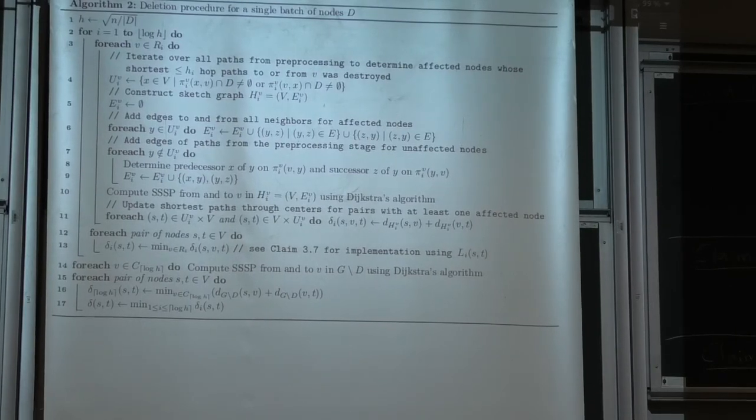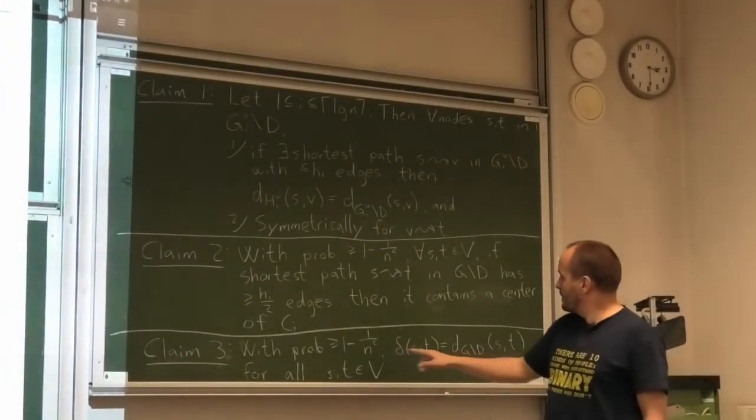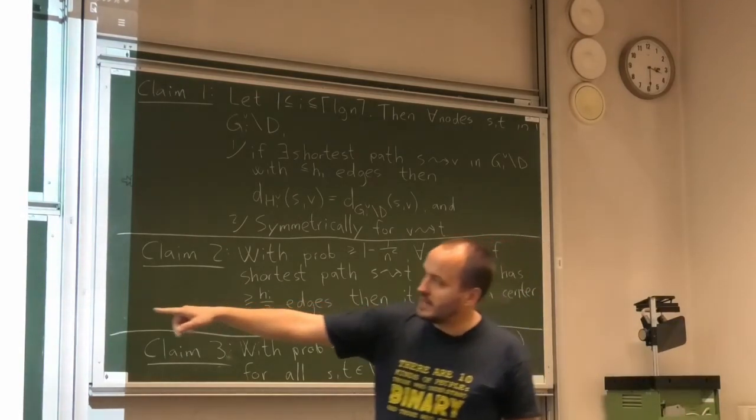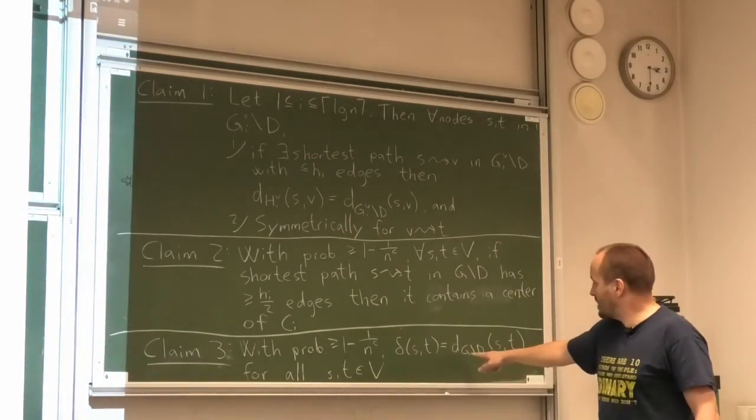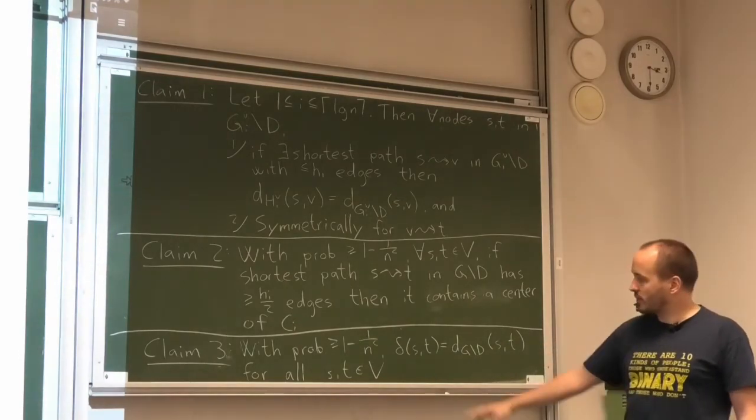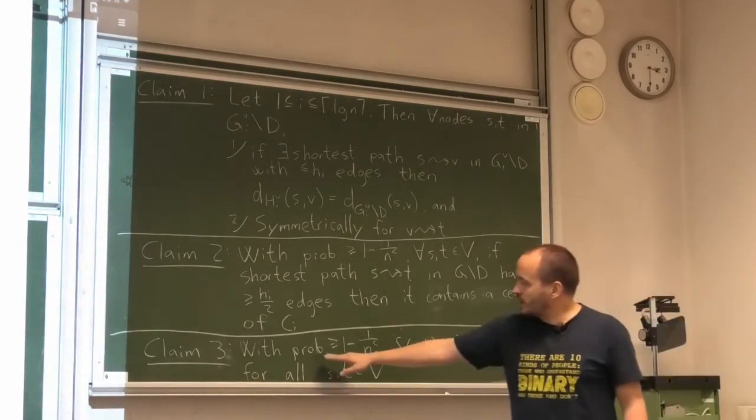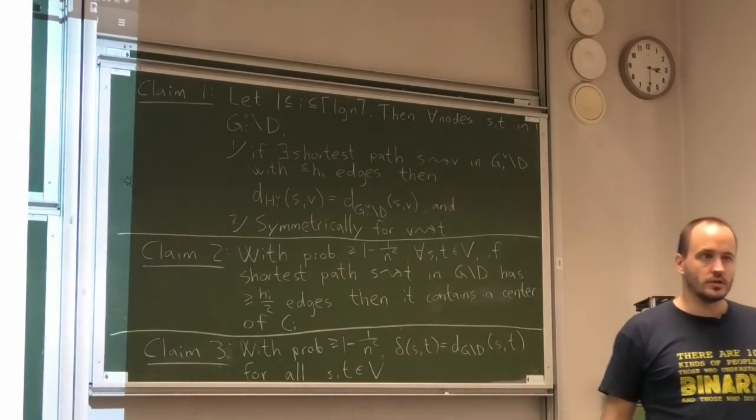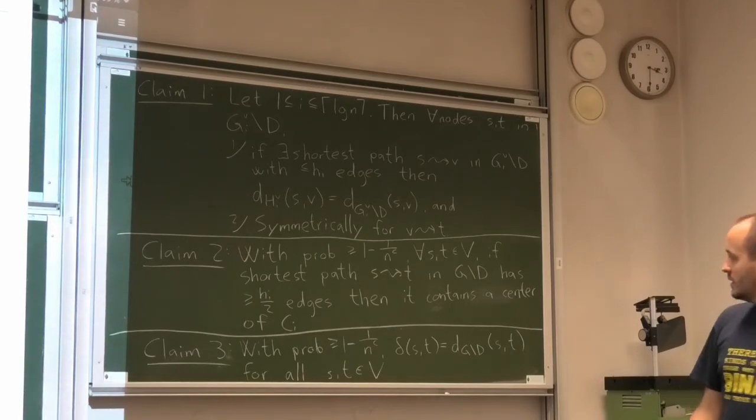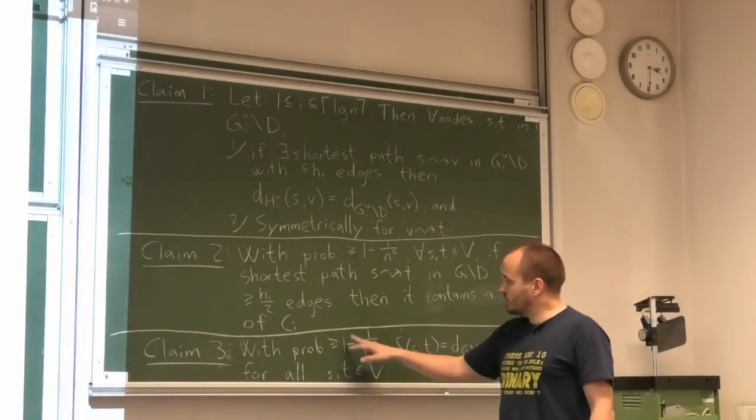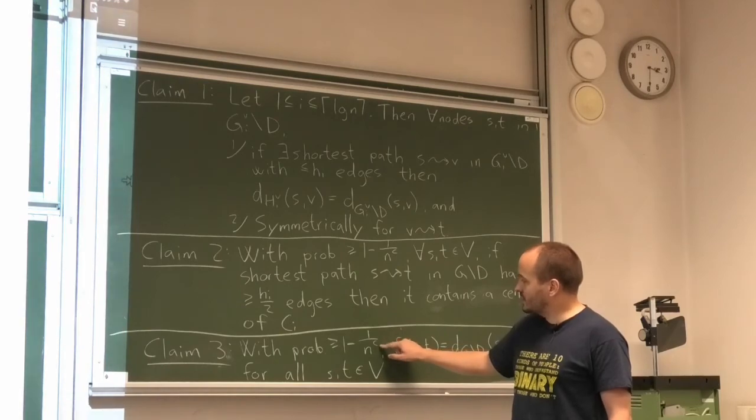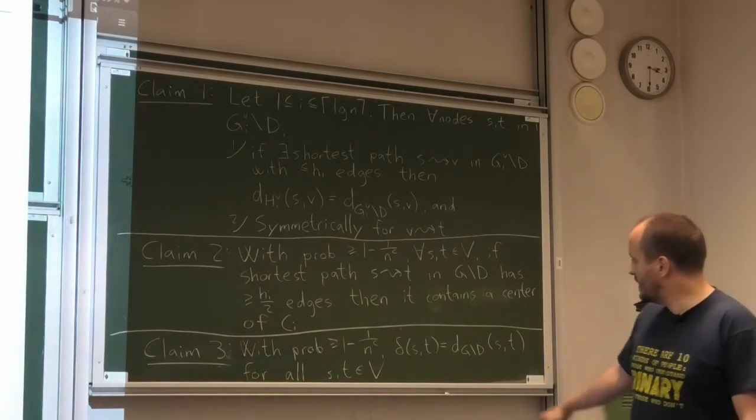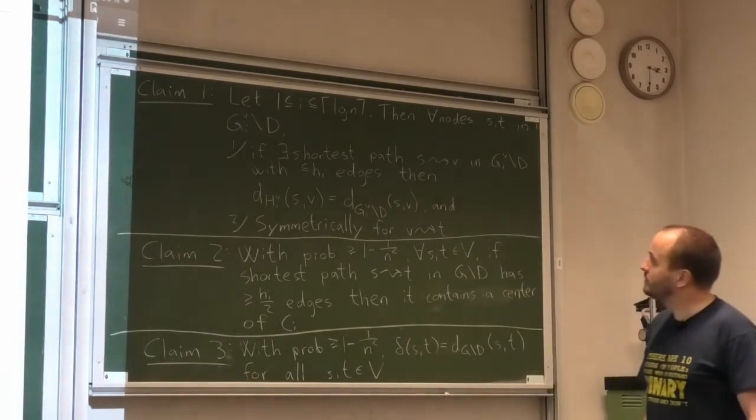And here I've written three claims, and the last claim, claim three, is saying exactly that. That delta S, T, when you reach the last line here, is the shortest path distance in G minus D from S to T for all S and T. But this is with high probability, right? So remember I said this is a Monte Carlo data structure, so it can give wrong answers, but you can do this with a high probability. And think of C here as just a constant that you can pick as large as you want. And N here is a number of vertices, so this is high probability.